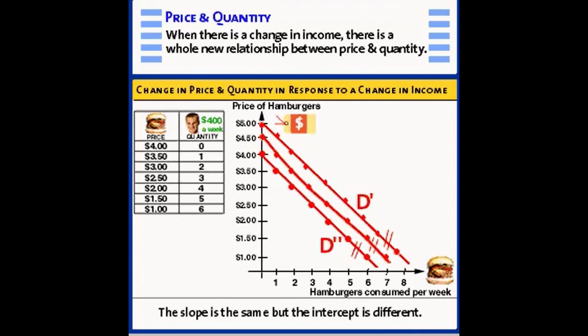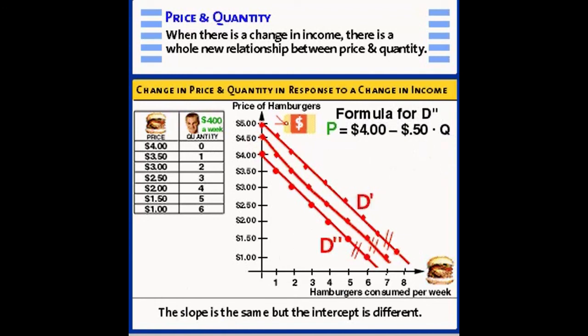This third relationship can be summarized by the equation: the price is equal to $4, that is the vertical intercept, minus the slope of 50 cents, times the quantity of hamburgers that Bob consumes each week. In this case, we have a lower intercept. The curve is closer to the origin, but it has the same slope as before. So, notice the difference between the 3 curves is their intercepts.